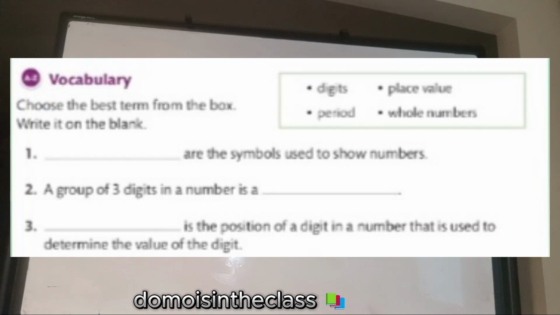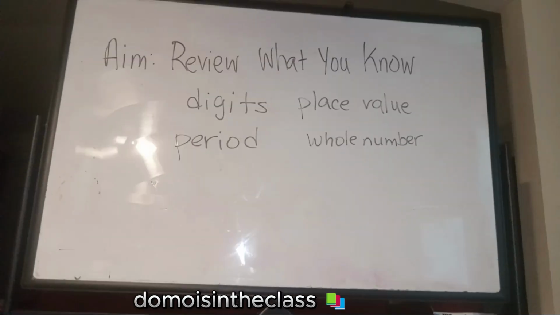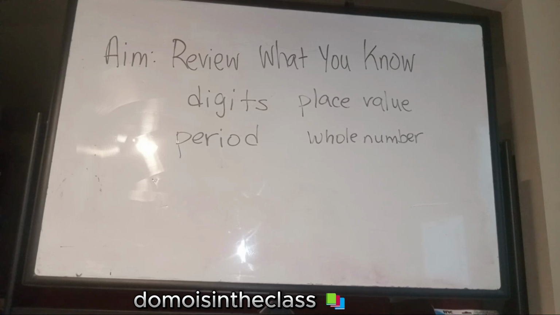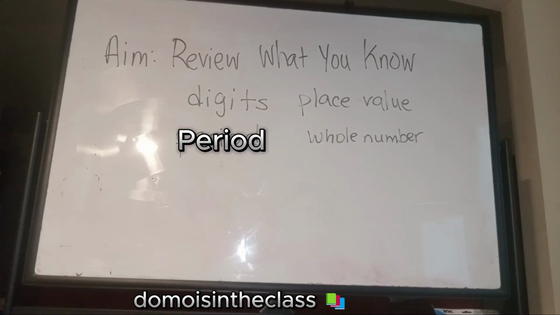A group of three digits in a number is a blank. I think it is a whole number. No, unfortunately it's not. That was still a good try. So actually it's period. And I never knew that either. But actually a group of three digits in a number is a period.